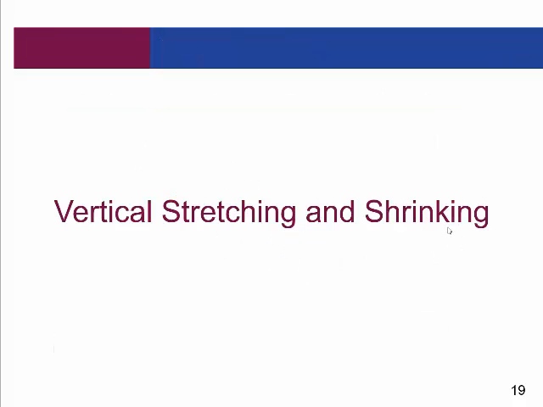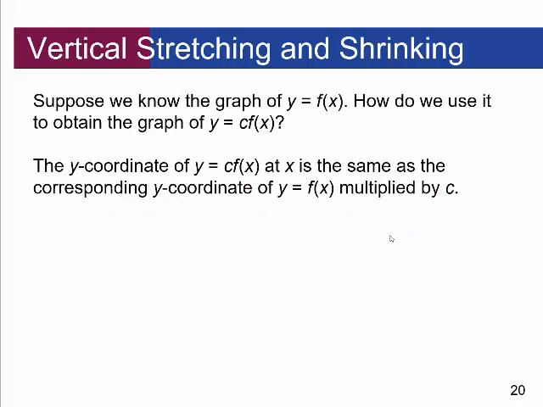All right, let's talk about vertical stretching and shrinking now. Suppose we know the graph of y is equal to f of x. How do we obtain the graph of y is equal to c times f of x? The y-coordinate of y is equal to c times f of x at x is the corresponding y-coordinate of y is equal to f of x just multiplied by c. So you're just multiplying the graph by c.